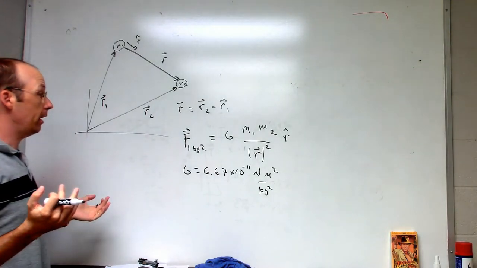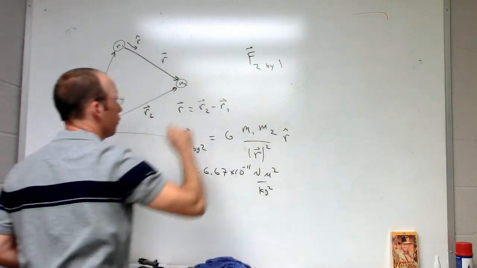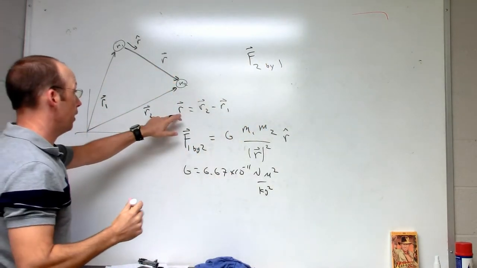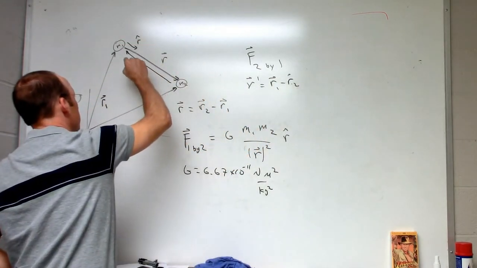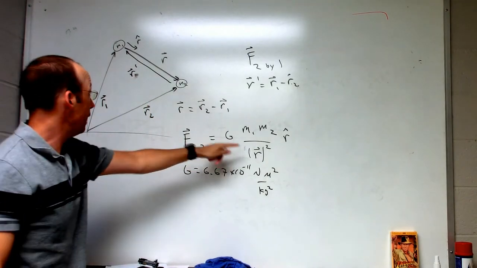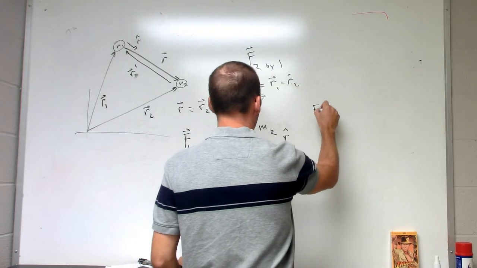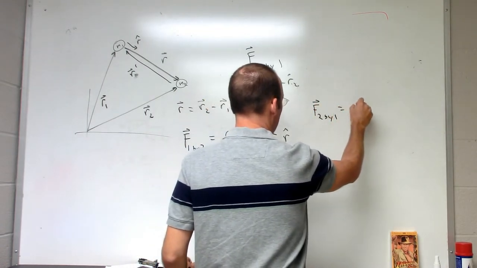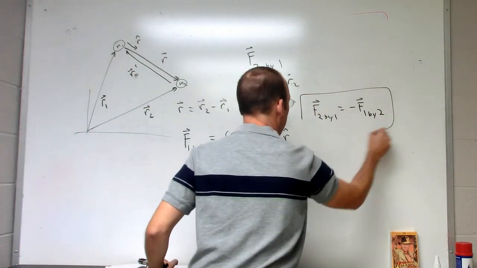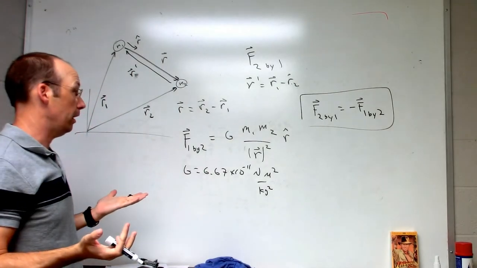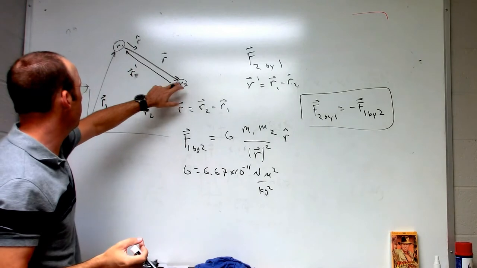What if I wanted to redo the calculation for F2 by 1, the force on 2 by 1? I could say R prime is equal to R1 minus R2. The magnitude of R prime is the same as the magnitude of R; the only difference is that R prime hat is in the negative direction. So F2 by 1 equals negative F1 by 2. Switching the masses around doesn't matter, they're just scalar values, so the magnitudes are the same and only the direction differs. So 1 pulls on 2 the same as 2 pulls on 1, just in opposite directions.